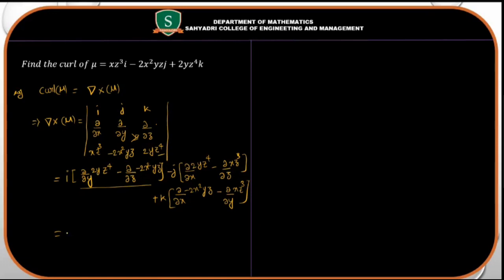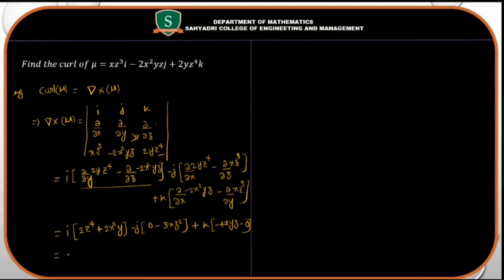Okay. So this one is equal to i into, differentiate this with respect to y, first term: 2z to the power 4, minus of minus you get plus 2x square y. Minus j into 0 minus 3x z square, plus k into minus 4x yz minus 0. 0 you will get.